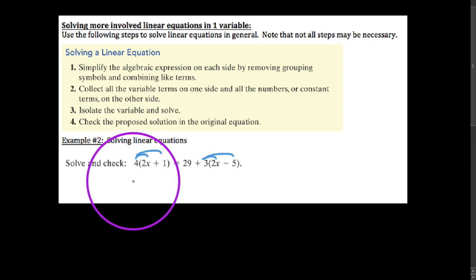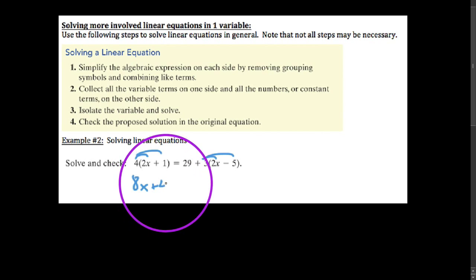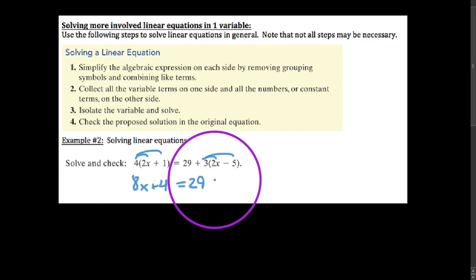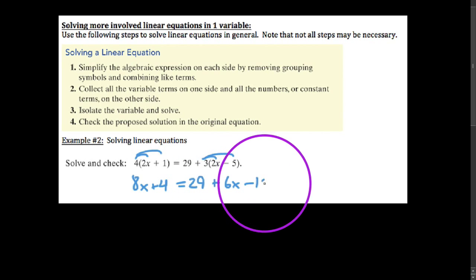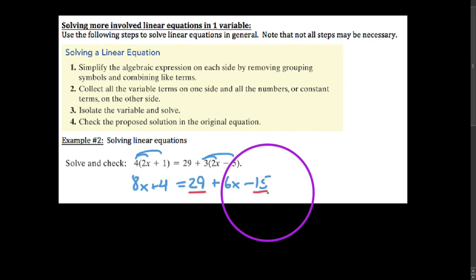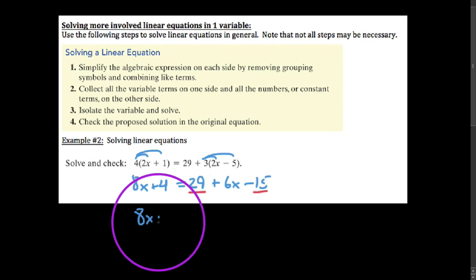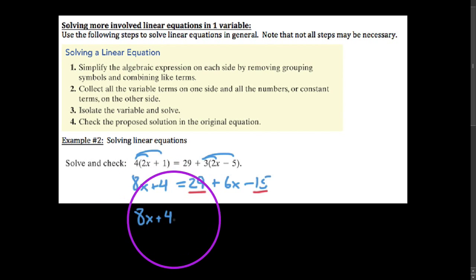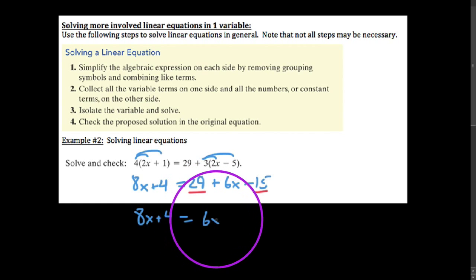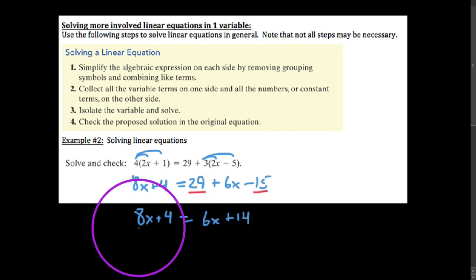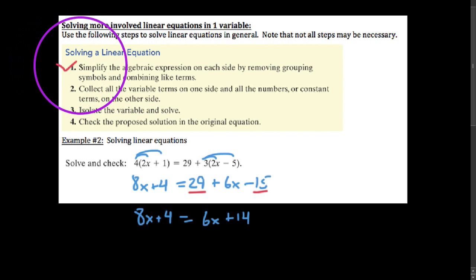I notice I can distribute, so I would get 8x + 4 constants is equal to 29 plus, now my 3 times 2x was 6x, and we say 3 times a negative 5 is -15. So I'm going to combine like terms here, and we say, well, now I still have 8x + 4 on the left side. On the right side, 29 - 15, I think that's 14, so we say 6x + 14. Now, in terms of getting all the x's on one side, we just did step 1.